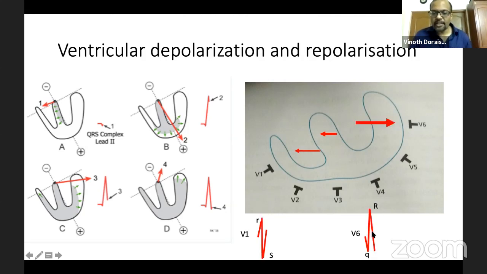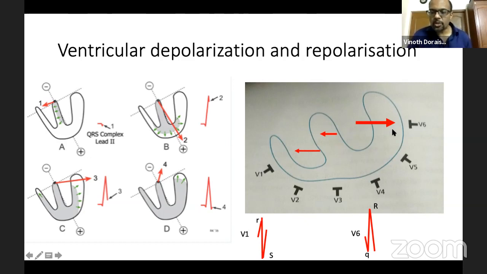Then after that, the depolarization happens towards the free wall of the left ventricle and the right ventricle simultaneously. As I've told before, the depolarization of the left ventricle and right ventricle happens simultaneously, but because the left ventricle is thicker, the depolarization vector of the left ventricle will cancel out the right ventricle. Whenever two depolarization vectors are happening simultaneously in opposite directions, only the larger vector will manifest on the ECG. Here, because the left ventricle is thicker than the right ventricle, the left ventricle depolarization will manifest on the ECG.